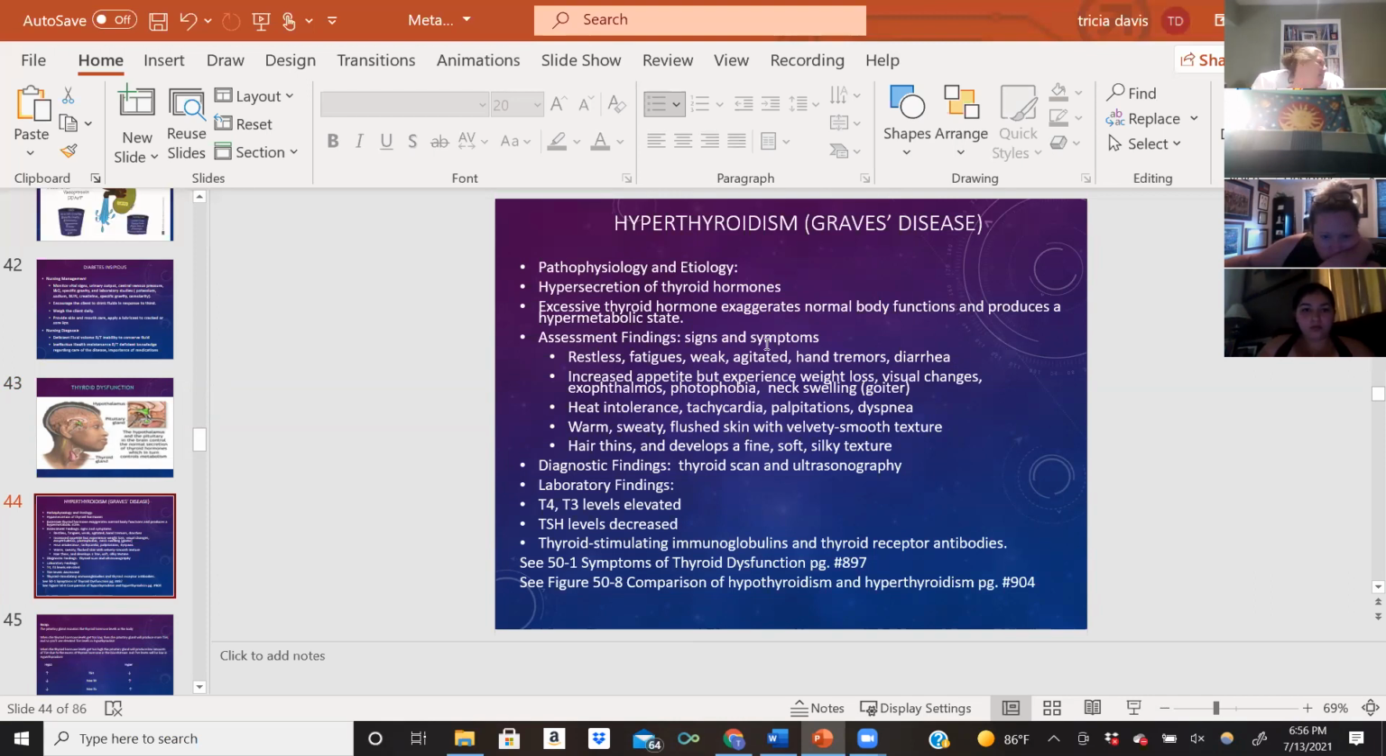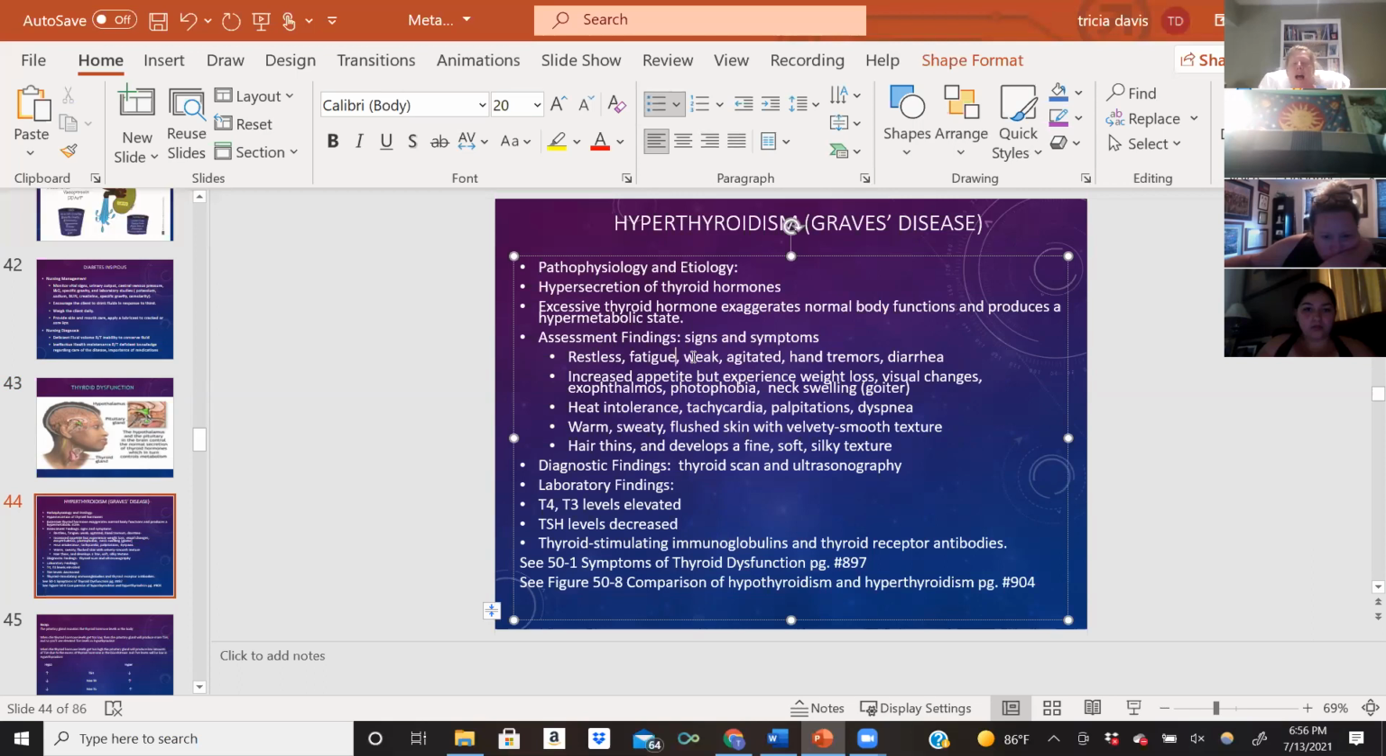So some of the signs and symptoms that you might see with these patients, they might appear restless. They might not know why they're restless. Some of them just report that they feel unsettled. They might report fatigue. They may appear weak. Some people even report feeling agitated. They may have hand tremors. Hand tremors, especially with our older people, is going to be a cause for safety issues, especially if they walk with canes or walkers. So safety is going to be an issue.